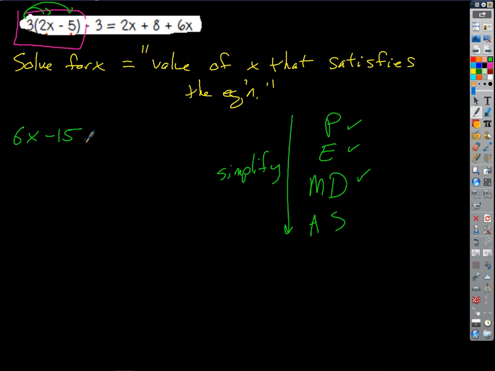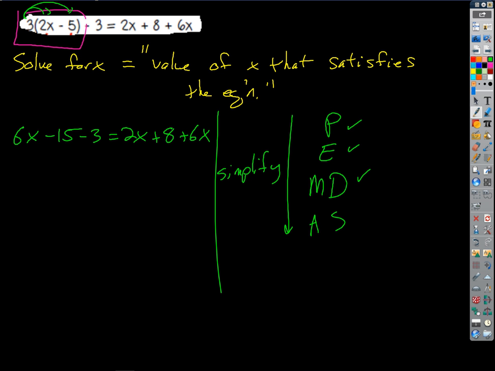So then up here I've got a minus 3. On this side I've got a 2x plus 8 plus 6x. Okay, good. So we made it through that step. Now we've got add and subtract. Now what? What can I add on the left side? Any like terms I can deal with? Negative 15 minus 3. That equals negative 18. Okay, so that makes sense.